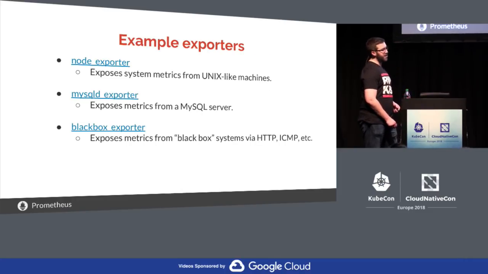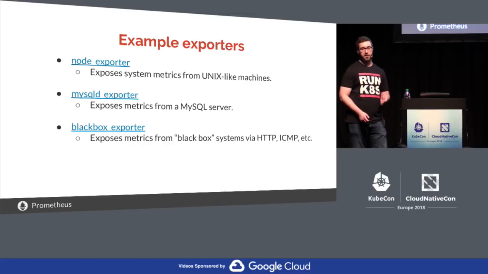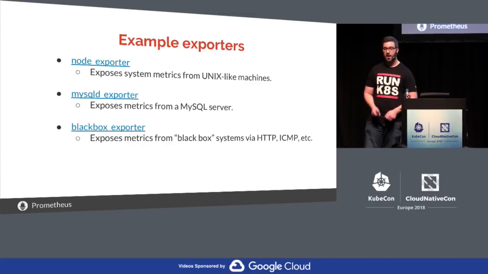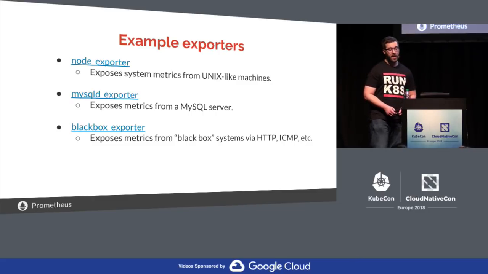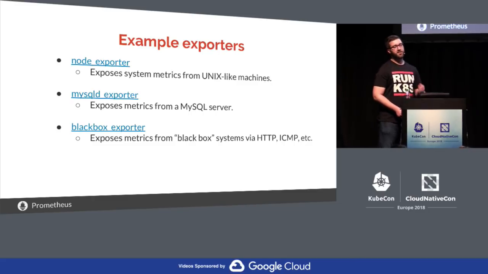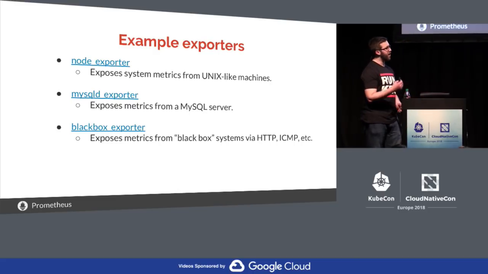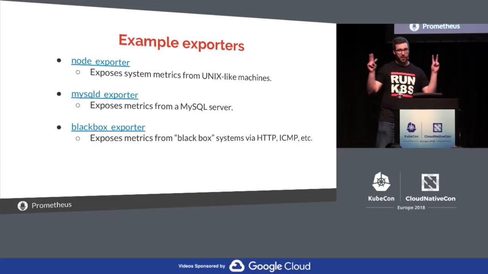Some examples of extremely common exporters include the node exporter, which exposes system metrics from Unix-like machines, such as Linux and FreeBSD. The MySQLD exporter exposes metrics from a MySQL server, and the blackbox exporter, which is a unique one. It actually dials out to remote systems using things like HTTP or ICMP ping to probe these black box systems.